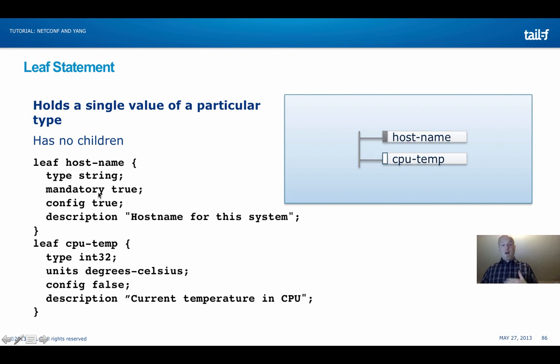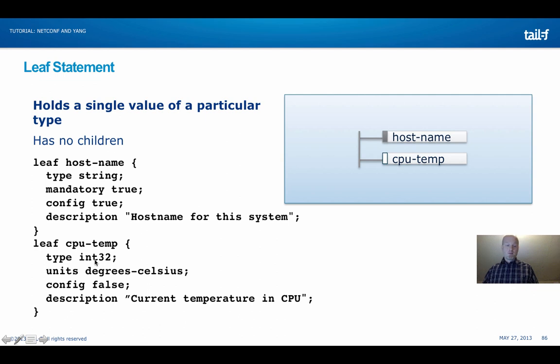You can also put mandatory constraints. In this case, a configuration without a hostname is not valid. There must be a hostname. So hostname is mandatory true. It also has config true. This is the default, so if I didn't state anything, it would still have been configurable. This means that the hostname can be modified by a NetConf client, a management system, and it's part of the get config and backup. That was a config leaf.